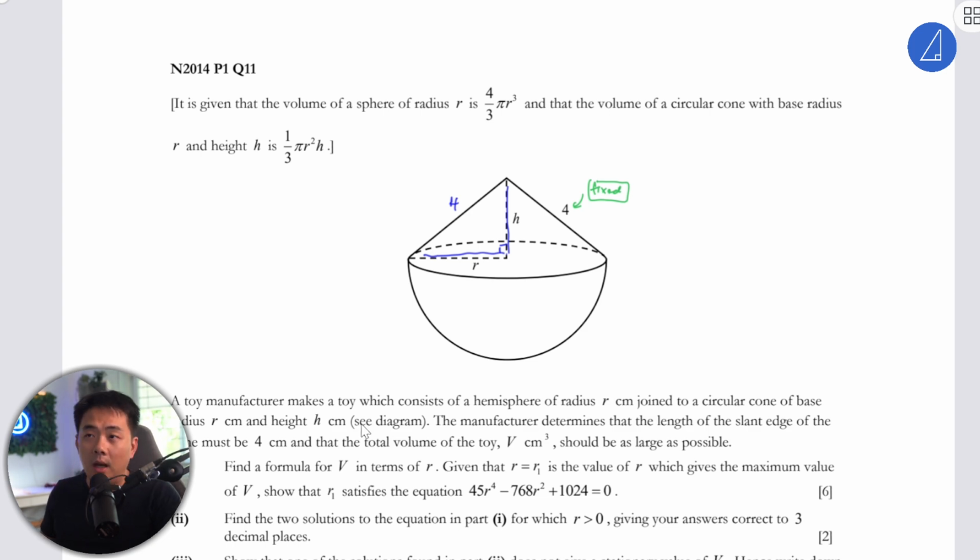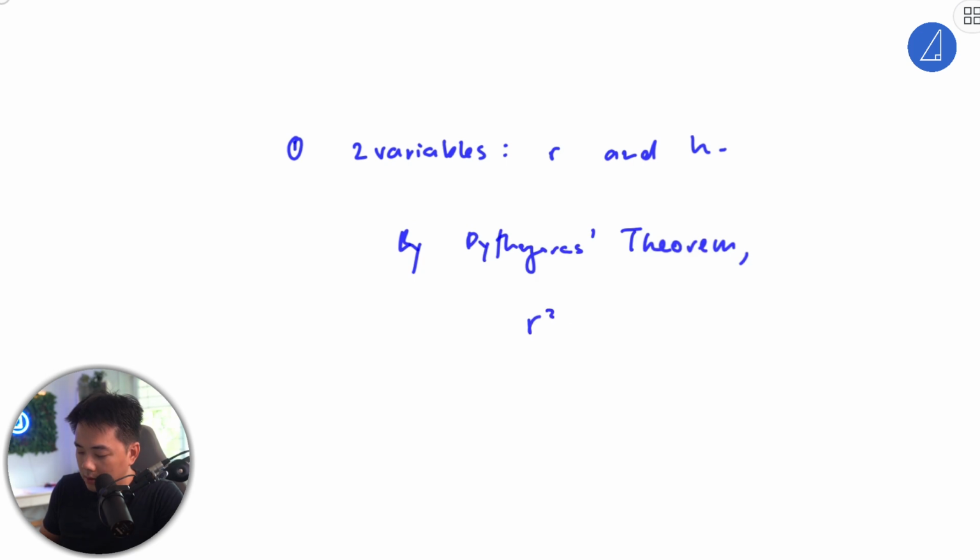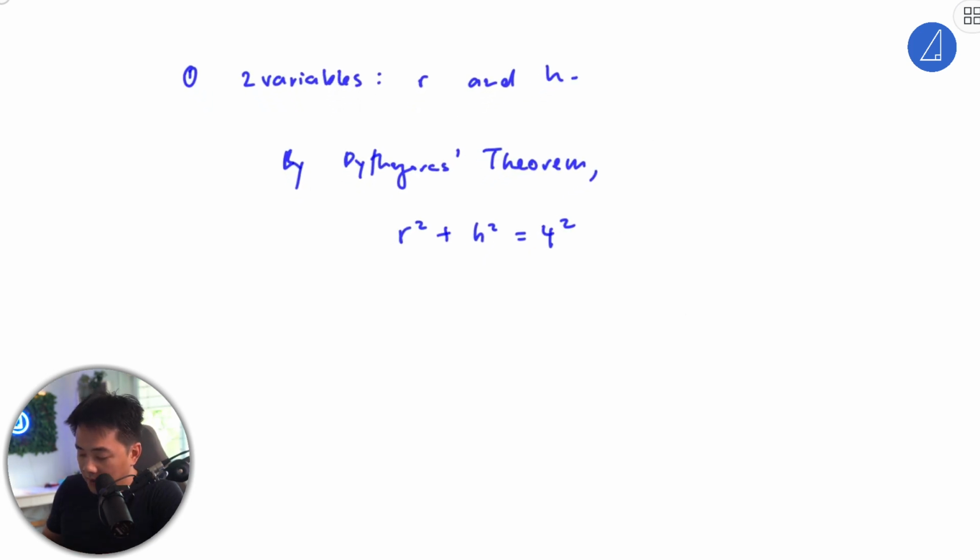Okay, I'm going to write this down. Firstly, I'm going to write down the two variables. They are related by the slant height, which is 4, squared by Pythagoras theorem. We know that r squared plus h squared equals 4 squared. Okay. What you want to maximize is the volume.